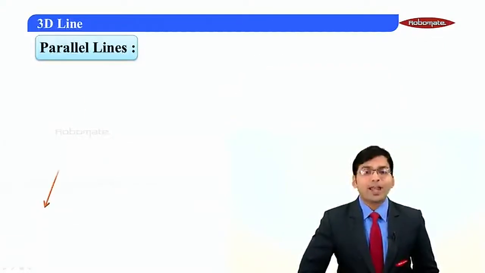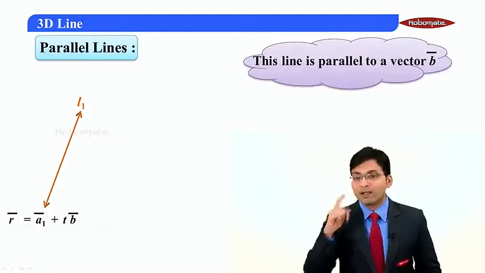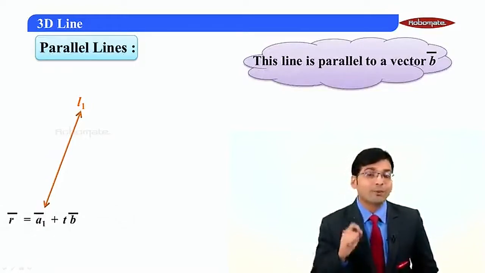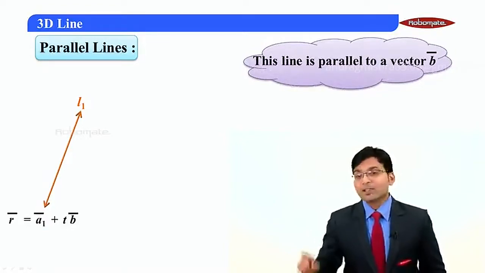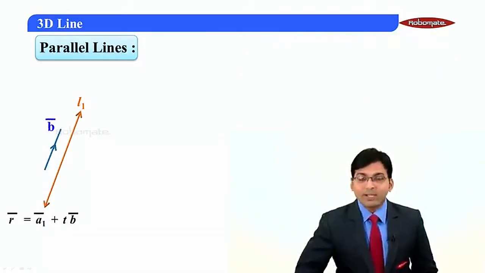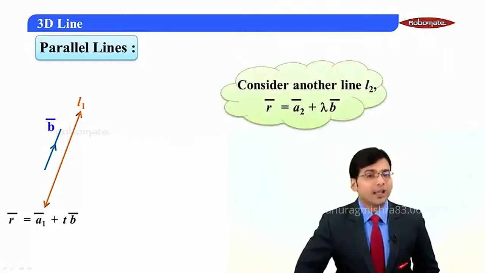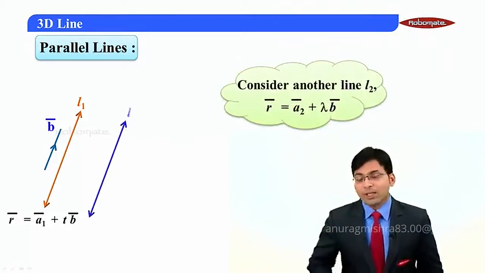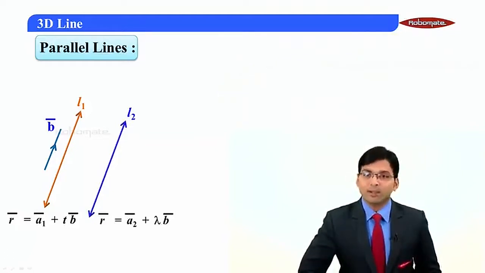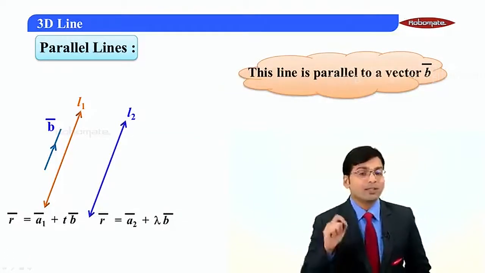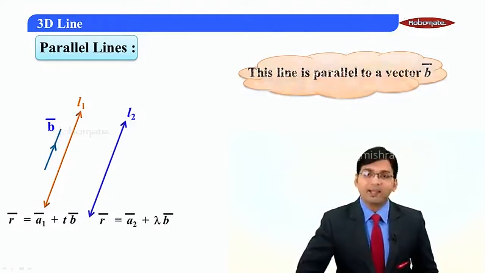Let us see for parallel lines. Consider lines L1 and L2 which are parallel. So for L1 the equation is r bar equals A1 bar plus t B bar. This line is parallel to B bar. Alright. Similarly students, let us consider L2, that is this equation. The L2 line is again passing through point A2 and parallel to B bar. If they are parallel to the same vector B bar, that means they are parallel lines.